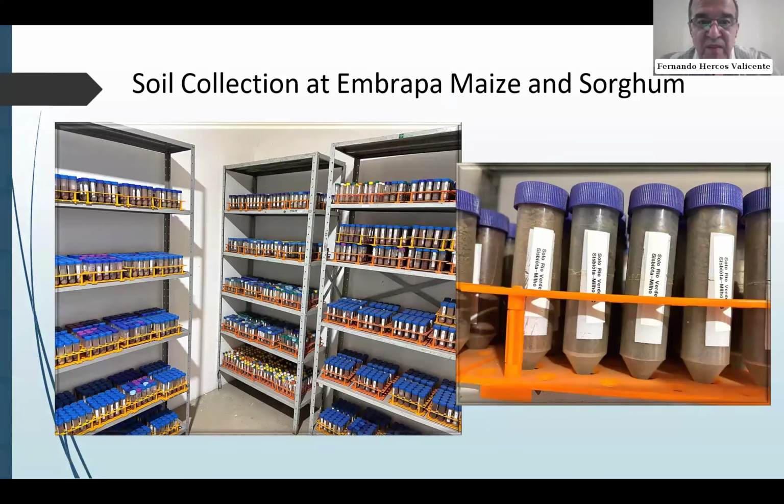We also have a soil collection at EMBRAPA Maize and Sorghum that we use to get some other types of fungi and bacteria like Bacillus subtilis, amyloliquefaciens, and some others. Next, please.